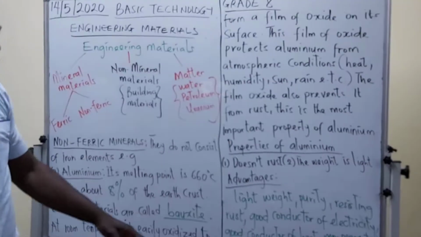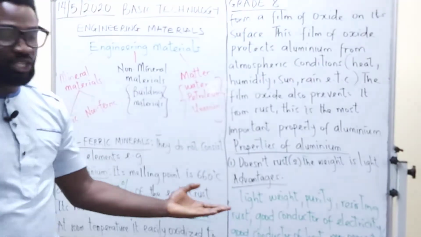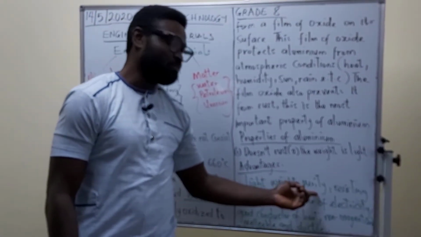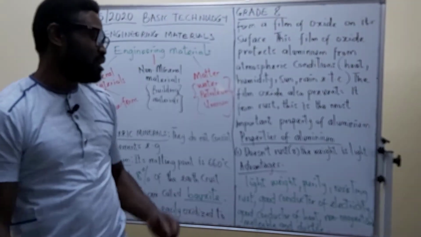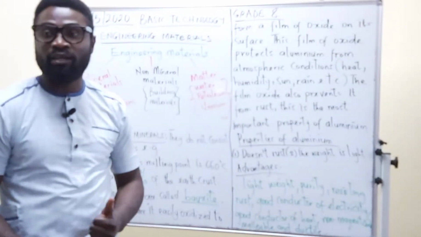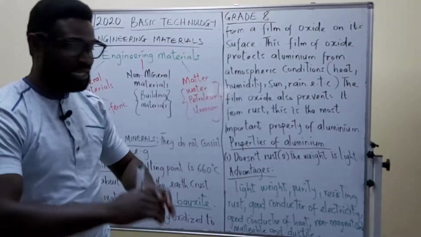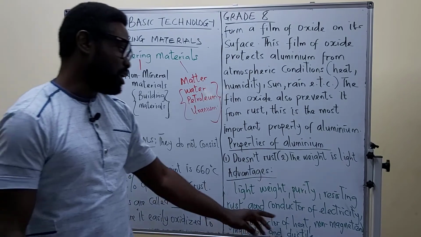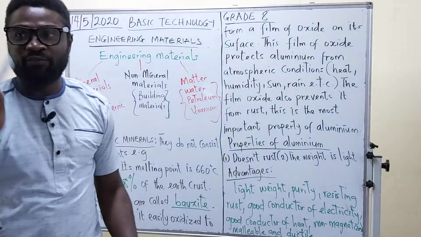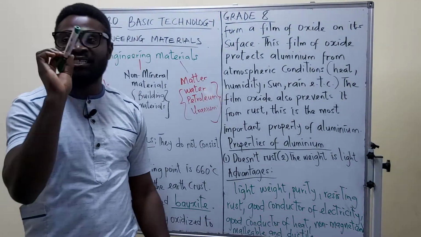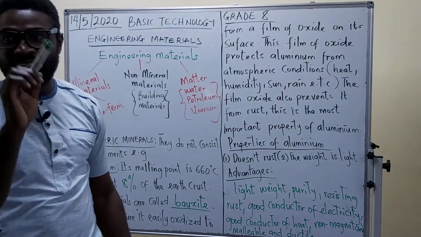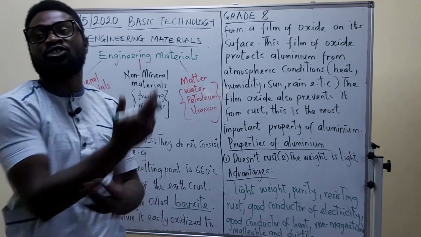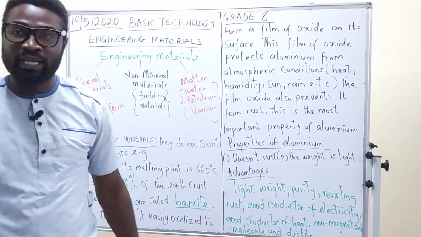Now, speaking of advantages of aluminium, we can see the weight is light, it is pure. We speak of purity of aluminium. You can see from the picture we displayed via the projector that it is very pure. It resists rust. It is a good conductor of electricity. You must be careful when you are holding aluminium and you want to deal with anything that has to do with electricity, because it conducts electricity. It means electricity passes through aluminium, so you can be electrocuted.